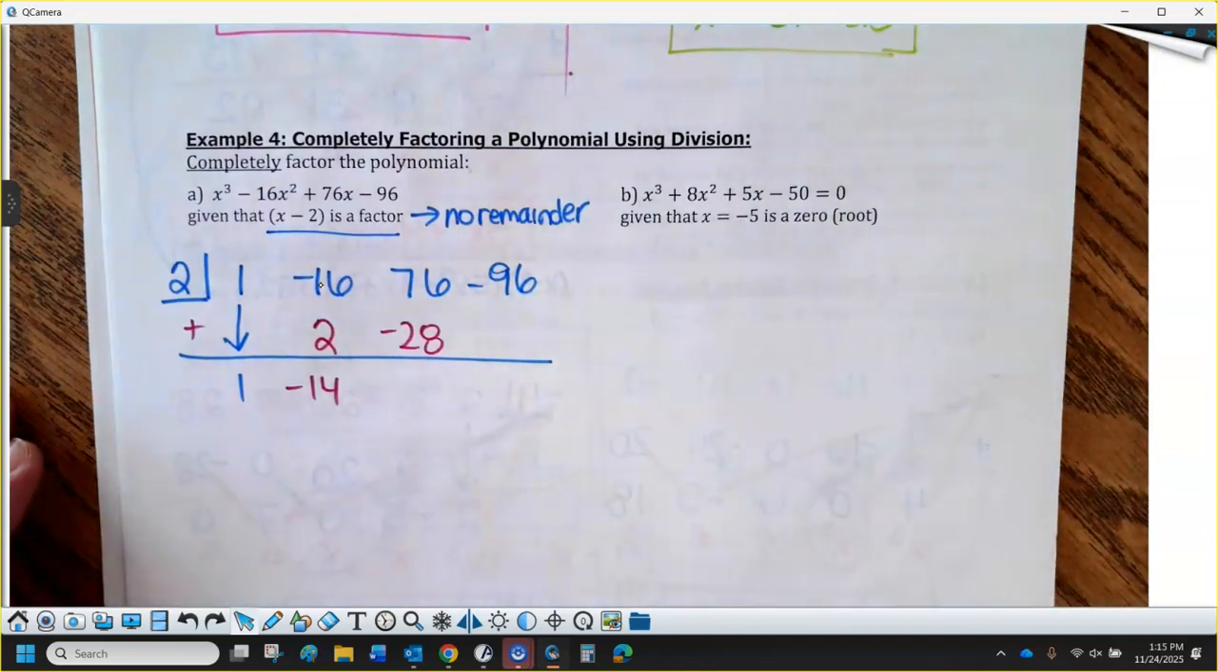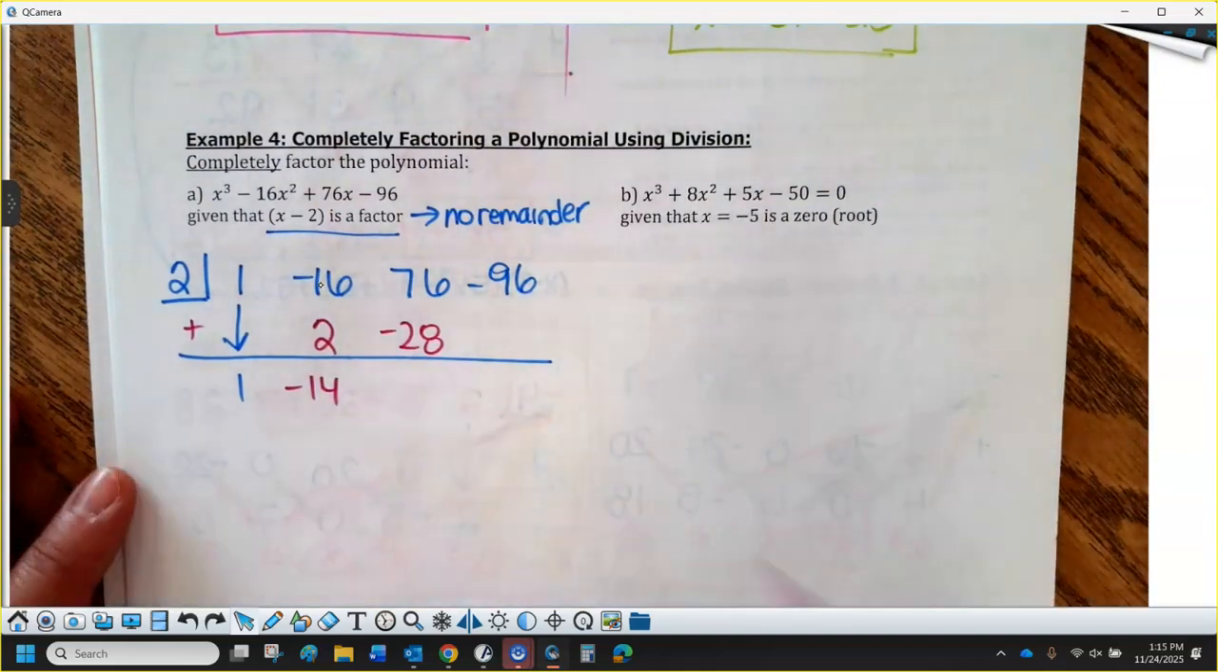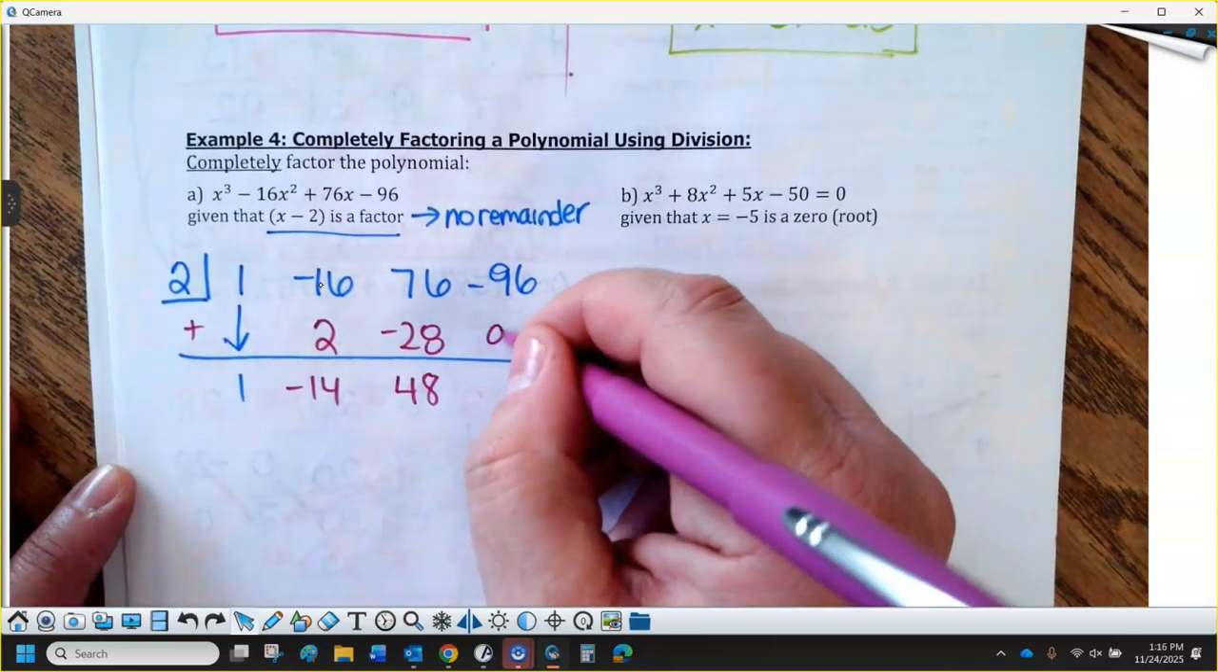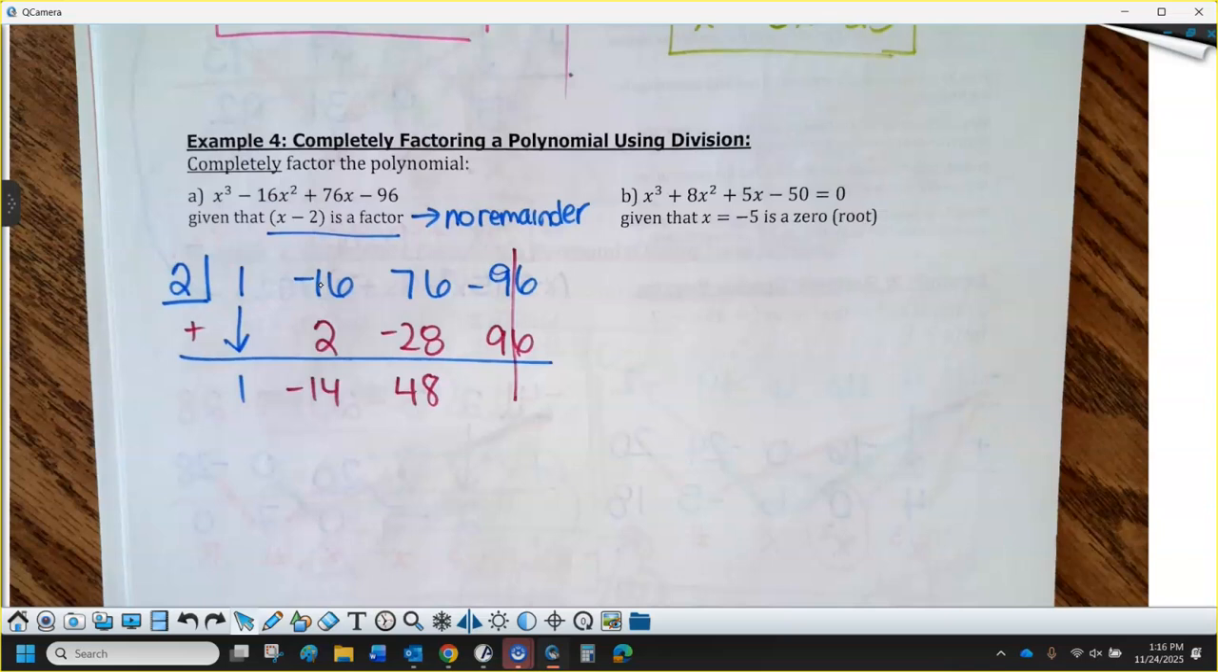48. And then 2 times 48 is 96. Now, that's what we expect because the directions told me that x minus 2 was a factor, so I should not have a remainder.